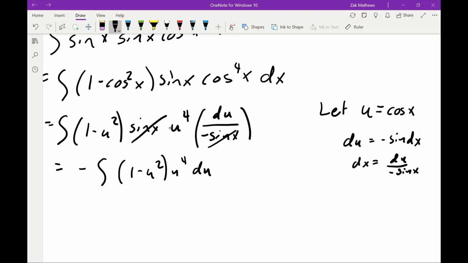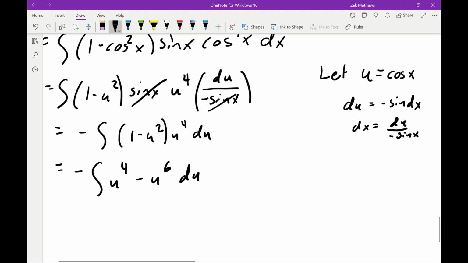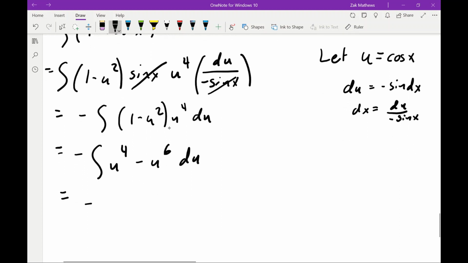And now we can multiply this out and get a very nice polynomial here. And I can take the antiderivative of each of these very easily. So the antiderivative of u to the 4th is u to the 5th over 5. And then if I distribute that negative as I go, we'll have u to the 7th over 7. And then, of course, because we are dealing with an indefinite integral, we have our plus c.